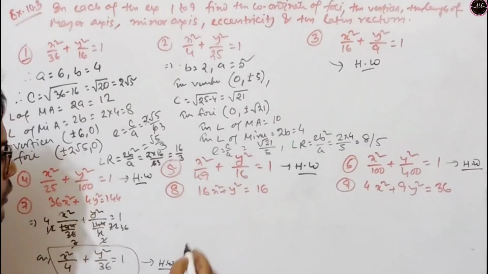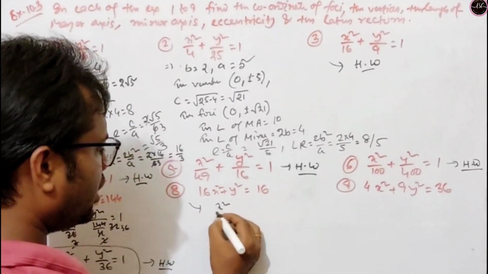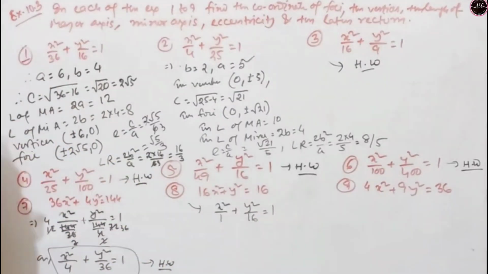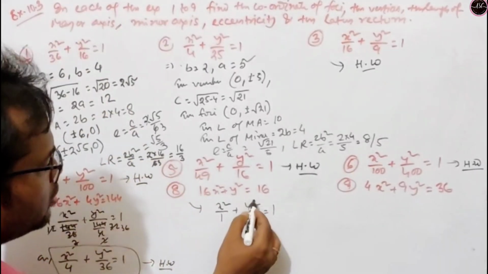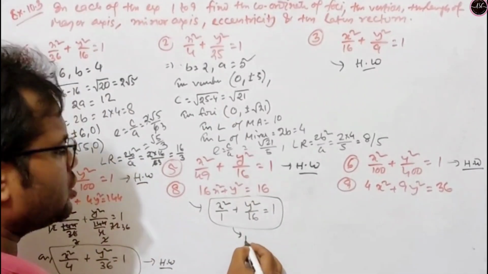Okay, now similarly divide this by 16. We have x square by 1 plus y square by 16 equal to 1. Okay, similarly the coefficient of y square has the larger denominator, so the axis is the y axis, so this is the type of question number 2. This is also your homework.